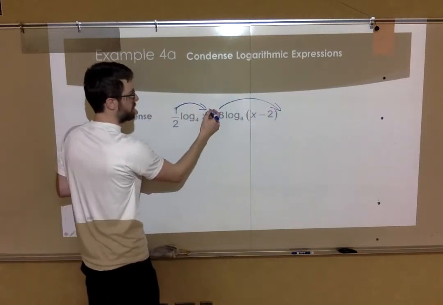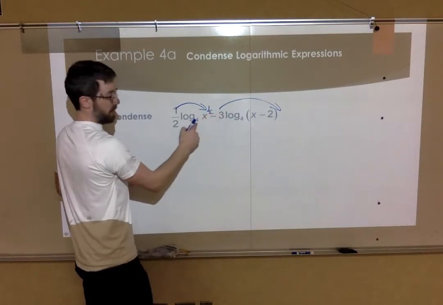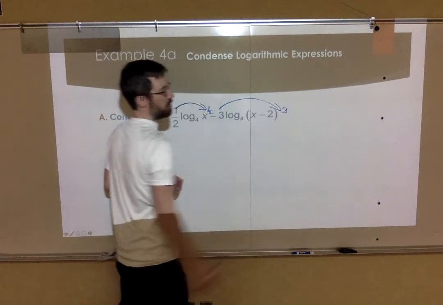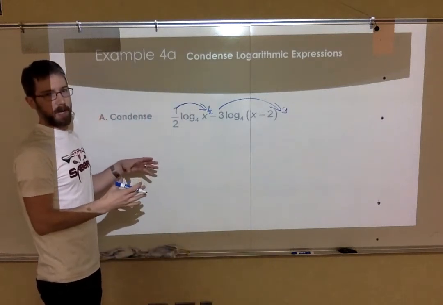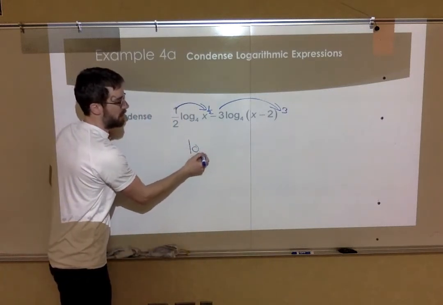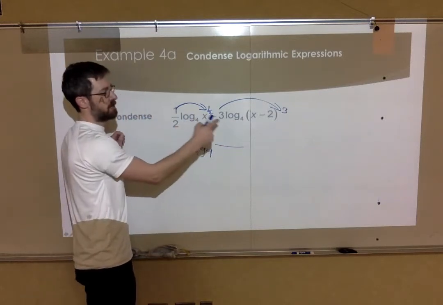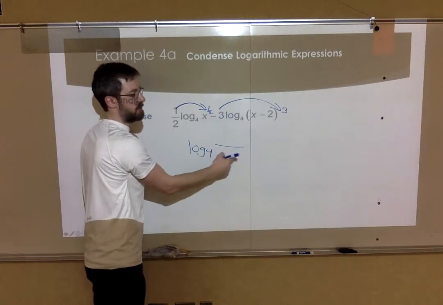So this is now going to be log base 4 of x to the 1/2, log base 4 of x minus 2 cubed. Then I'm going to use the quotient property to put it all together. So log 4. Anything positive is going to stay on top of the fraction. Anything negative is going to move to the bottom.